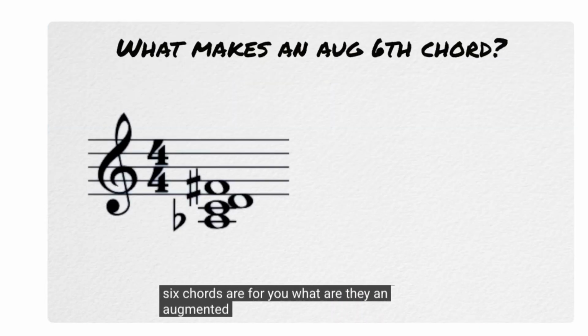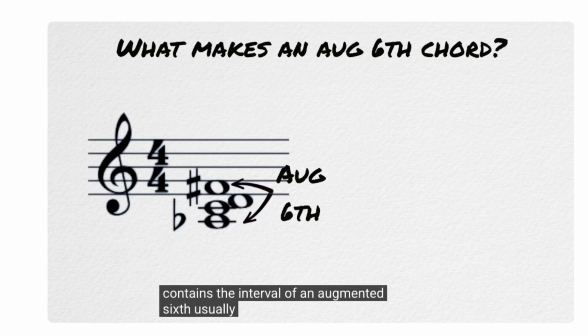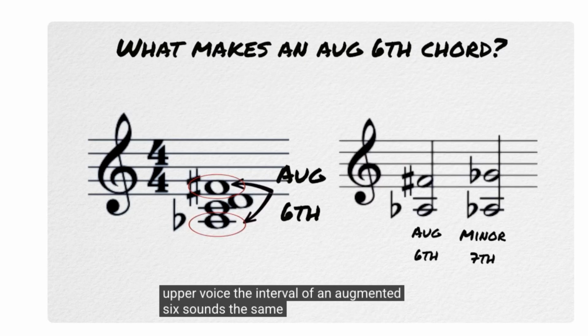What are they? An augmented sixth chord is a chord that contains the interval of an augmented sixth, usually between the bass and an upper voice. The interval of an augmented sixth sounds the same as a minor seventh, but it is written as a sixth.